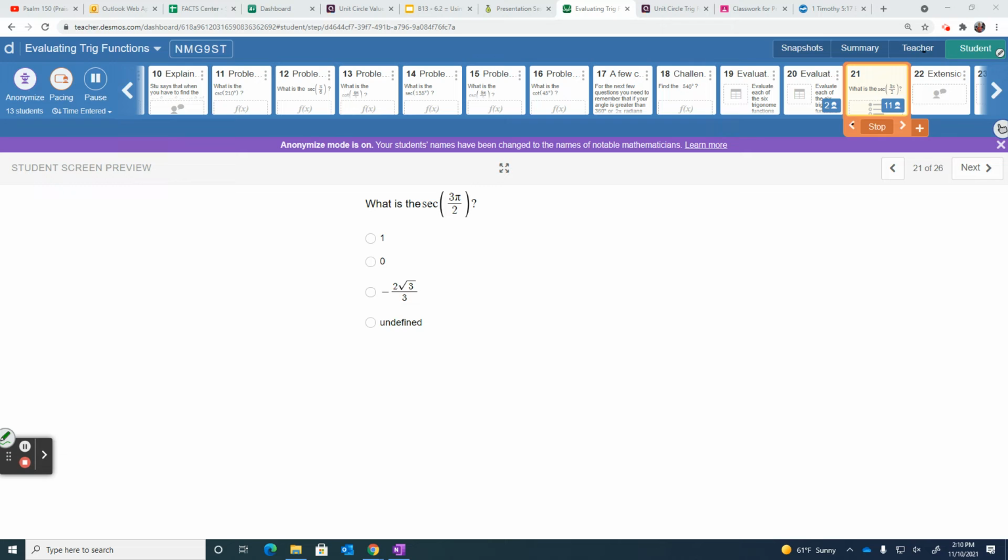I can't remember what the abbreviations are. So secant goes with cosine. Secant is 1 over the x coordinate.